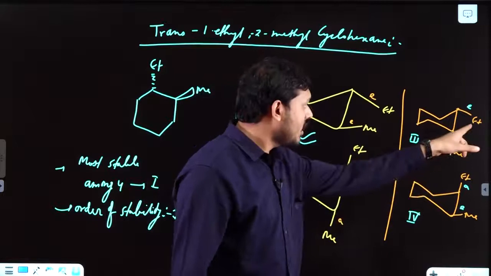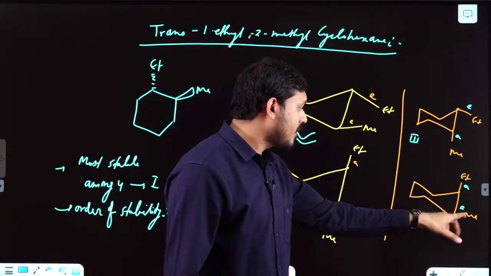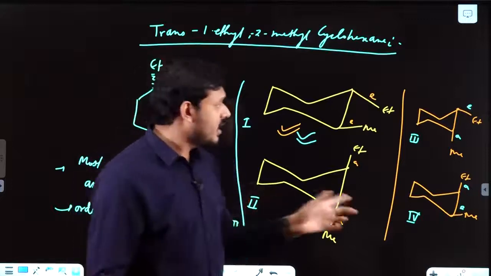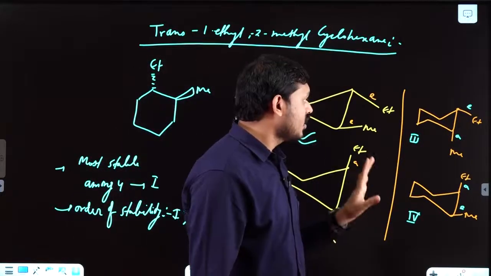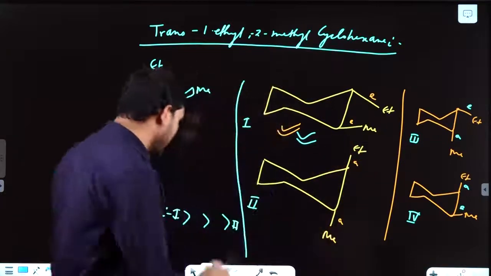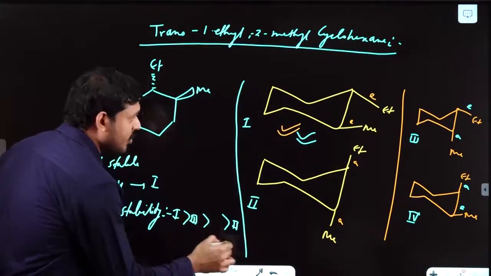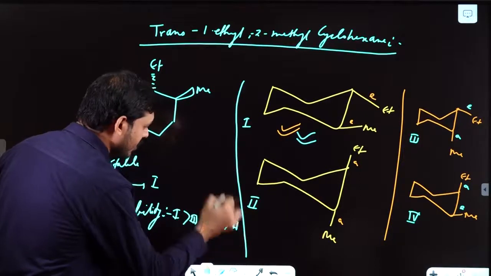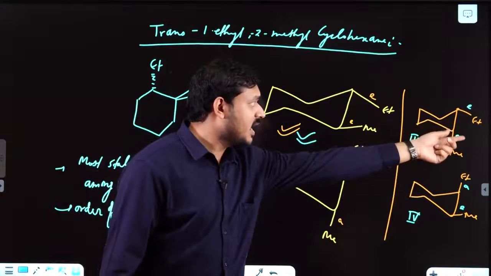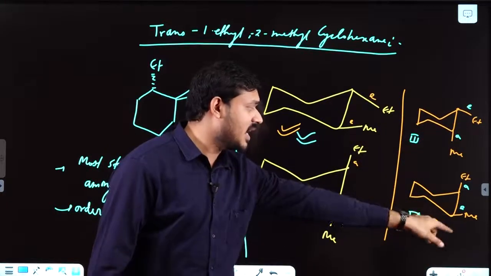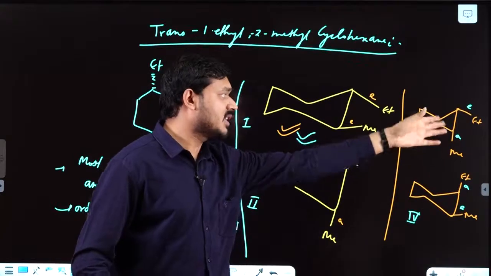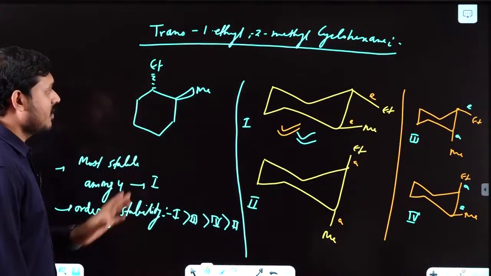Here equatorial ethyl, here equatorial methyl. Now you have to consider which one is more bulky. Here ethyl is more bulky group. So the more bulky group occupying equatorial position will be more stable. So here third will be more stable, and then comes your fourth. Okay. So in third and fourth, third is having ethyl in equatorial and fourth is having methyl in equatorial. So more bulky group in equatorial position, so that is more stable. Okay, I think you have understood this thing.